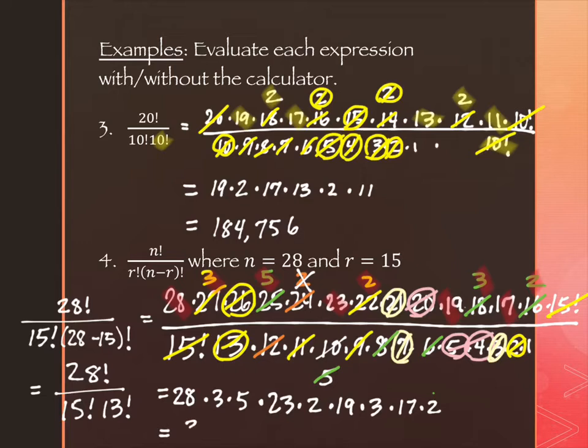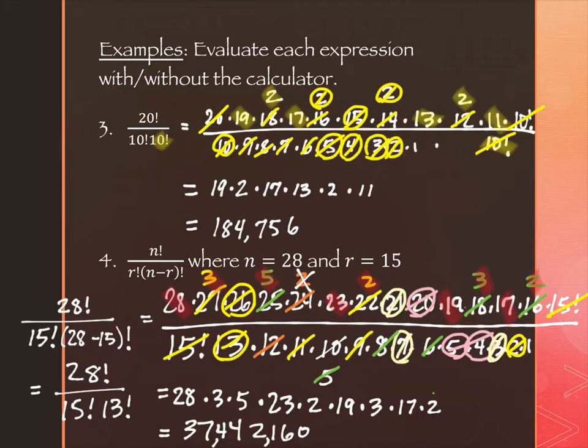Okay, so we have 37442160. If I go from the right to the left, we do have 37,442,160. It's big, right? Yeah, it's big. Any questions on that?